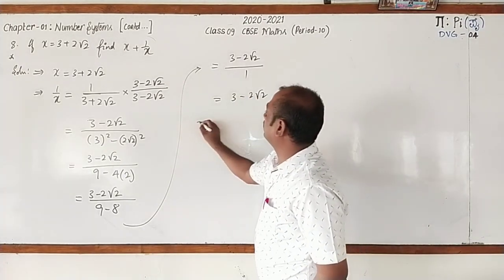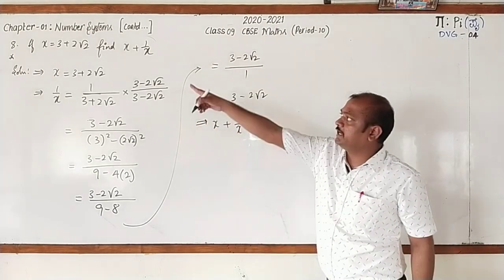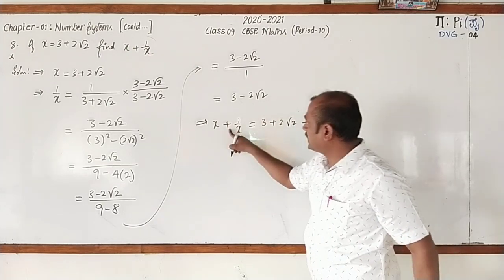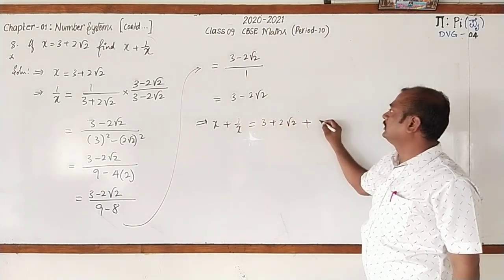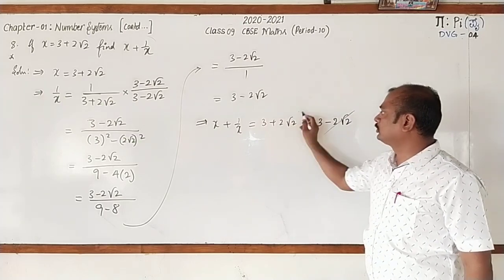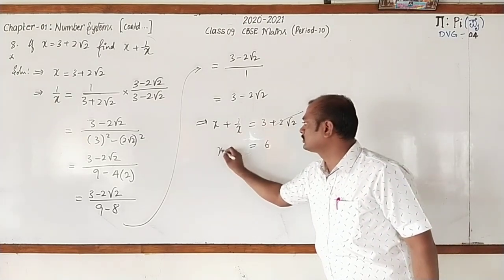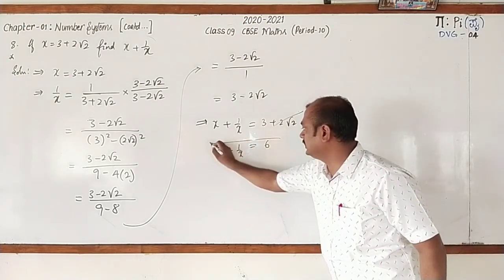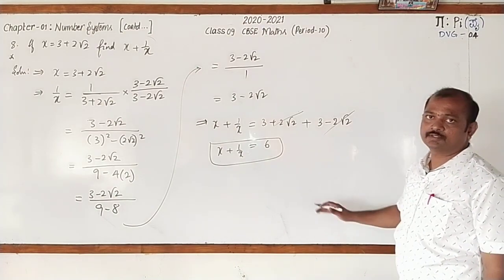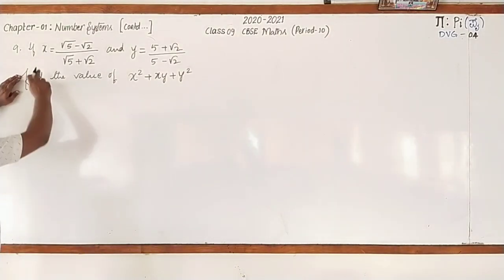So it is 3 plus 2 root 2, and 3 minus 2 root 2. And we want the value of x plus 1 by x. Then what is x? It is 3 plus 2 root 2. Plus 1 by x is 3 minus 2 root 2. Now minus 2 root 2 plus 2 root 2 get cancelled. 3 plus 3, 6. So x plus 1 by x value is 6. Yes, go for copying this. Now you go to the ninth one.